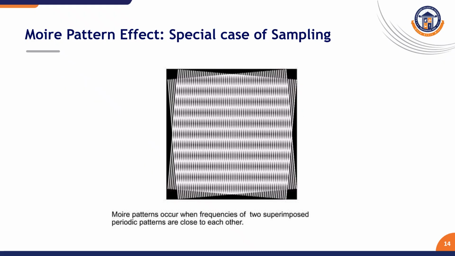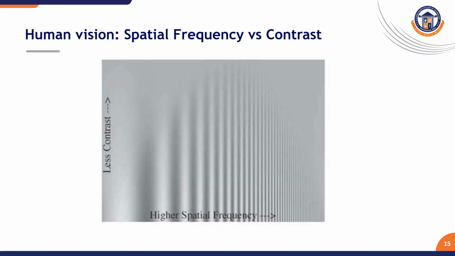So the picture shown here is the Moire pattern effect, a special case of sampling. The two kinds of intensities are represented in this picture. And here the spatial frequency and the contrast are represented. In this picture, the higher spatial frequency is represented on the x-axis, and the lower contrast is represented on the y-axis. So the contrast and the spatial frequency are both represented in the same picture.